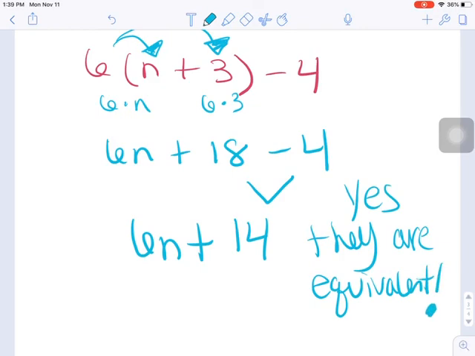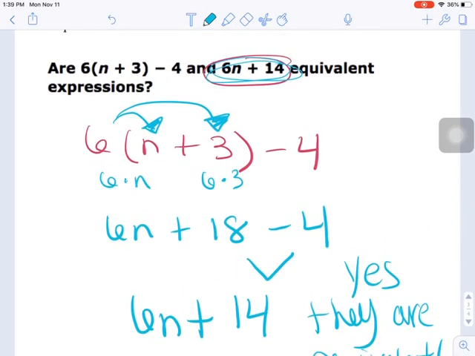So basically all we want to do here, you guys, is if there are parentheses, we want to do the distributive property to put our expressions in simplest form. And then we want to look at them and see, are they equivalent, yes or no? So distributive property, simplify the expression to be able to test, are they equivalent?